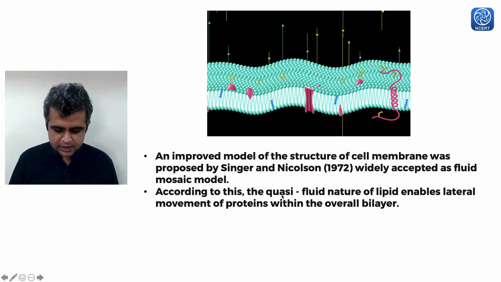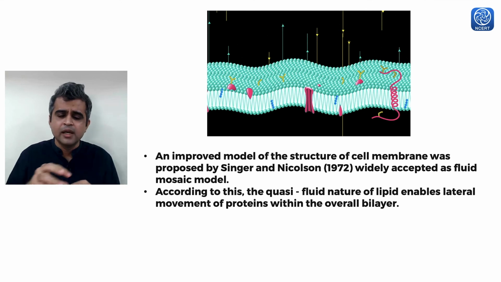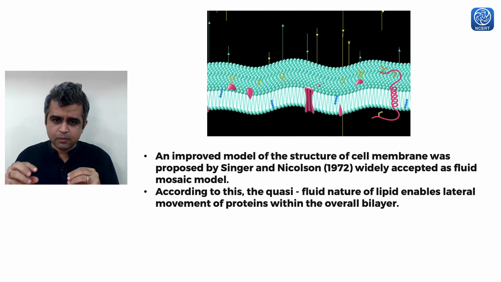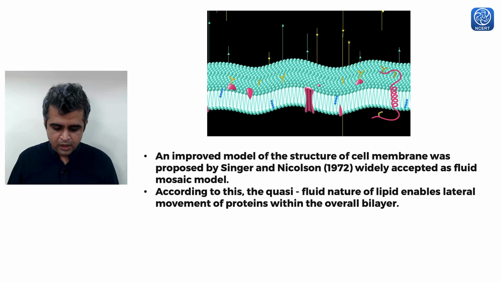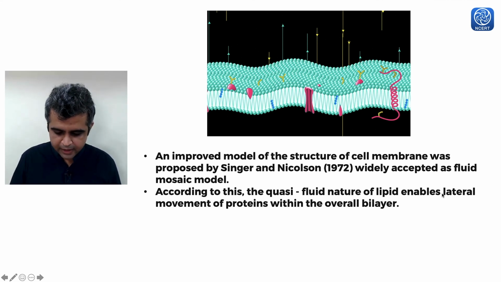So according to this, the quasi-fluid nature, quasi meaning almost fluid nature, where things are moving in and out and the proteins and the polysaccharides are moving all along the membrane. So the quasi nature of the lipid enables lateral movement of proteins within the overall bilayer. So please remember that these proteins which you saw, which were moving, they are moving side to side. Side to side is called lateral. They are not moving up and down. They are not moving inside outside. They are moving side to side. So the nature of the lipid enables the lateral movement of proteins within the overall bilayer.